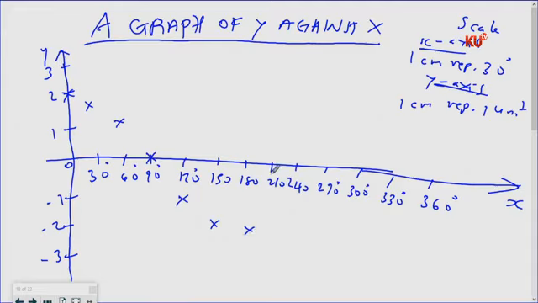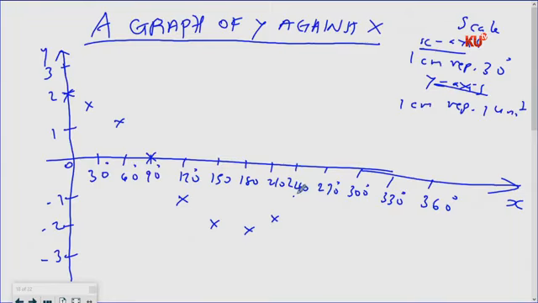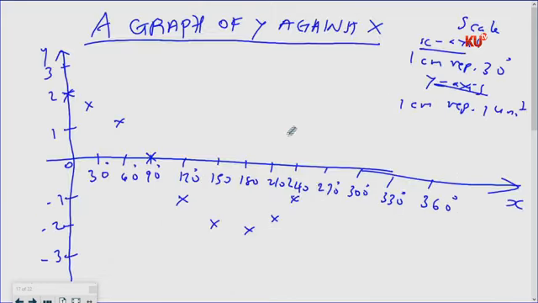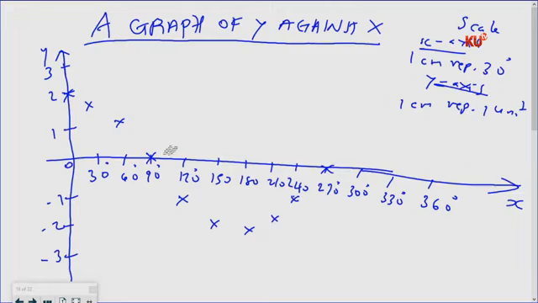210, -1.7. Good. When x is 240, y should be? When x is 240, y is -1. So we have to get -1 somewhere there. 270 is 0, as you can see. So 270, 0. 300 is 1. Very good. 300 is 1. Approximately should be somewhere there.